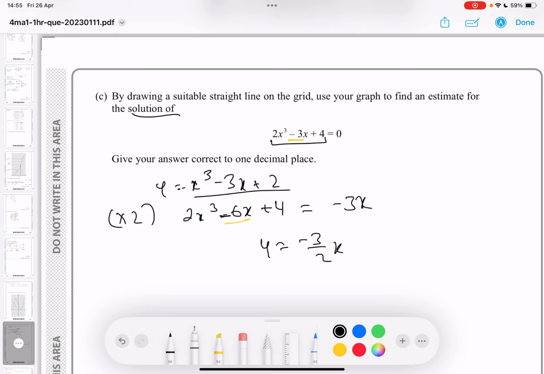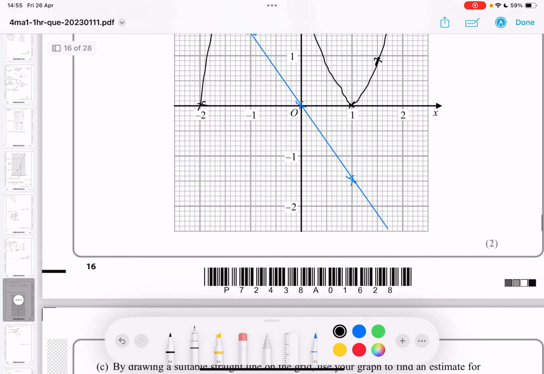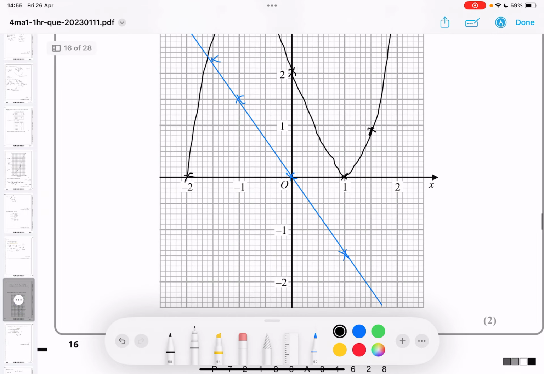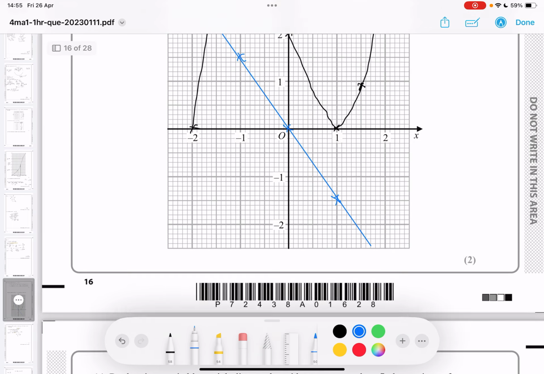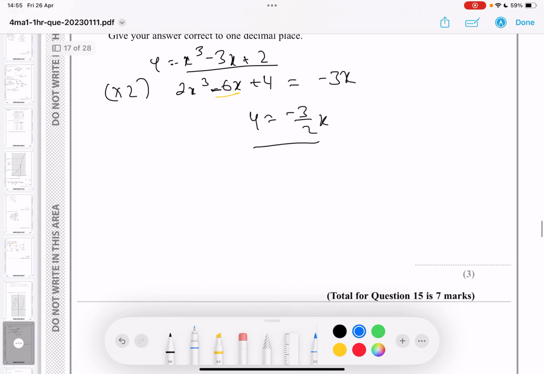Okay, so the line we need to draw is y equals minus 3 over 2 x, and I've drawn that for you here in blue. So that's the straight line. And now what we need to do is find where they intersect, which is at this point, and that's minus 1.6. So the solution for that equation is minus 1.6 to 1 decimal place. Okay?